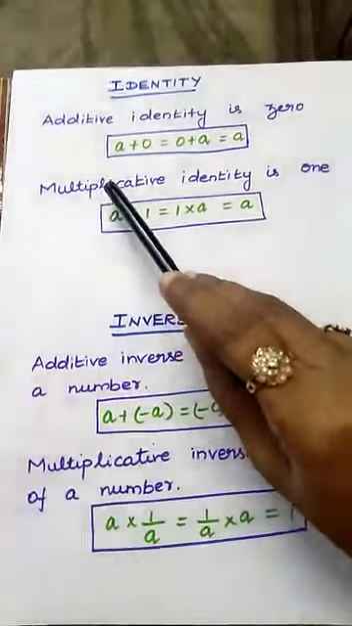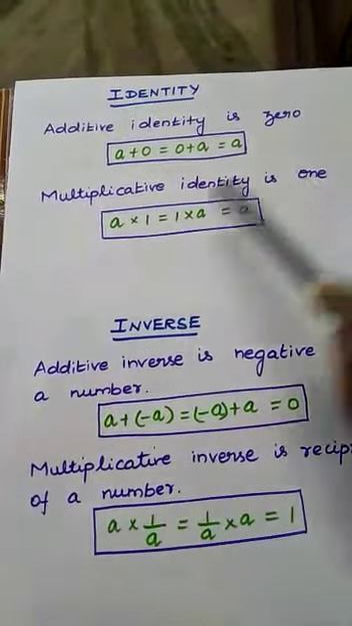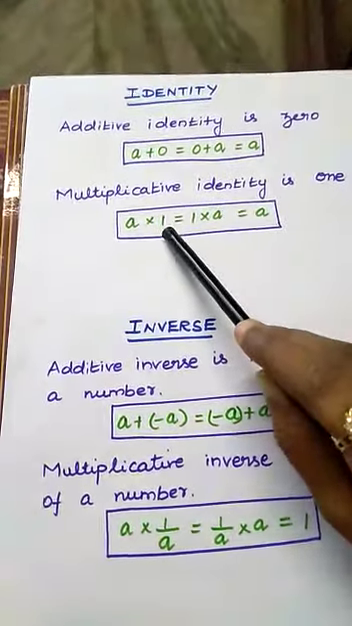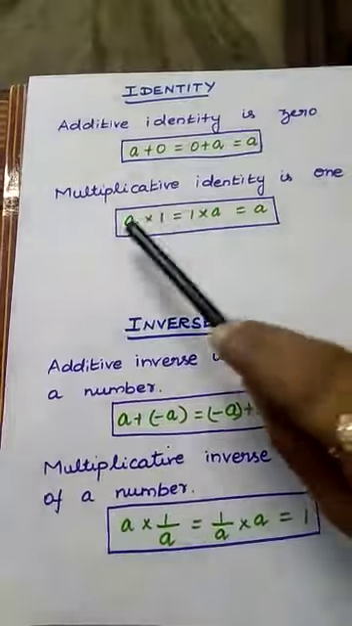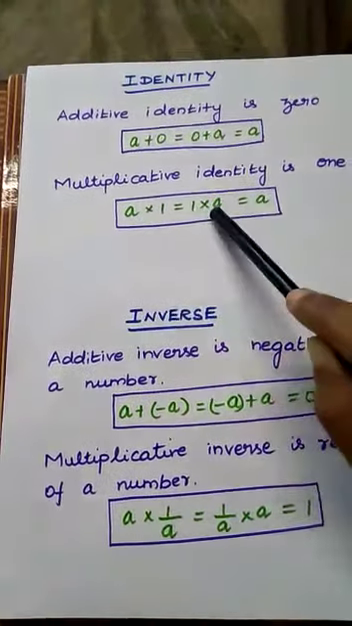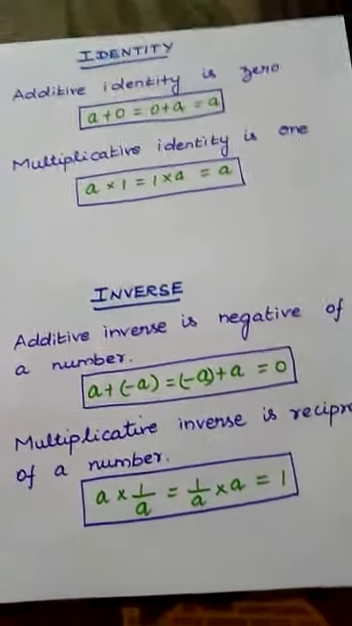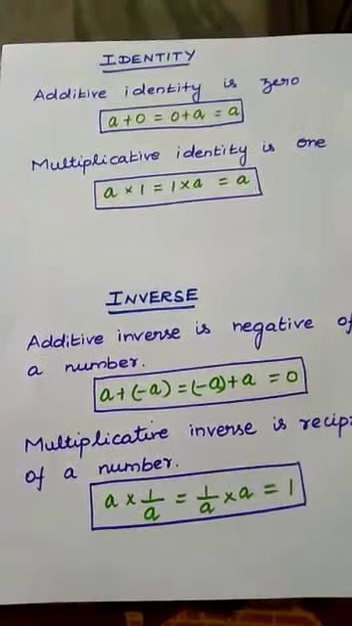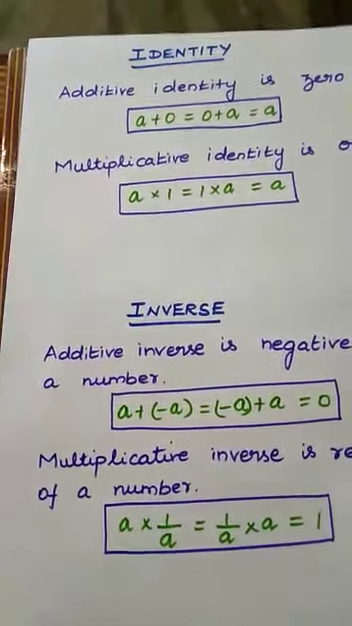The next one, multiplicative identity is 1. If we multiply any number with 1, we get the same answer only. So, a × 1 = 1 × a = a. For example, 7 into 1 is equal to 1 into 7 is equal to 7 only.